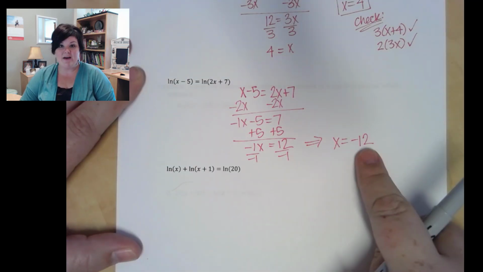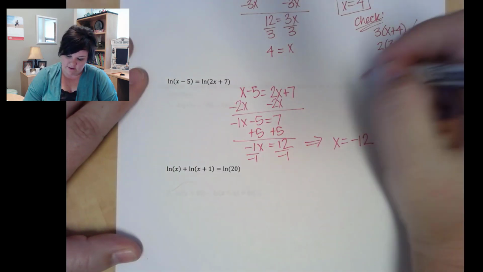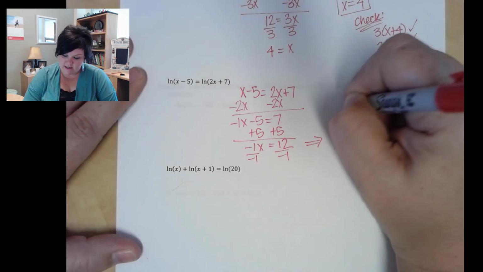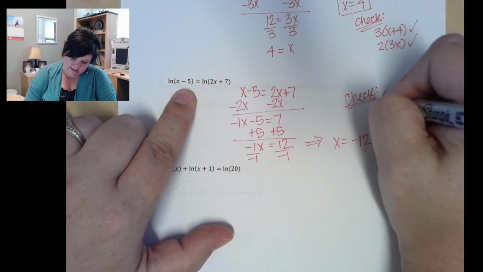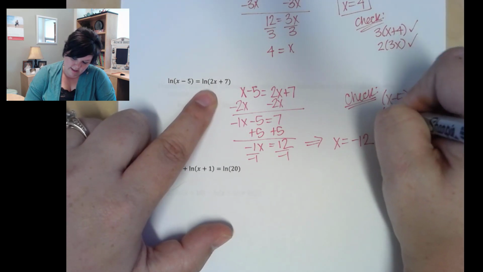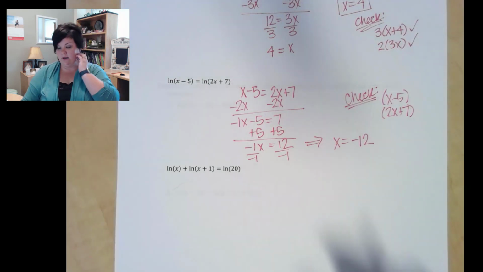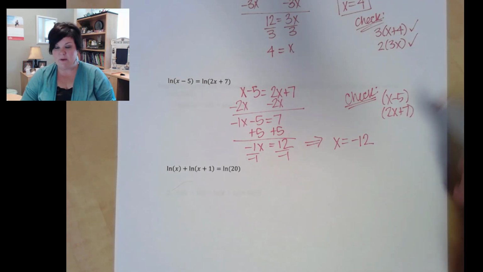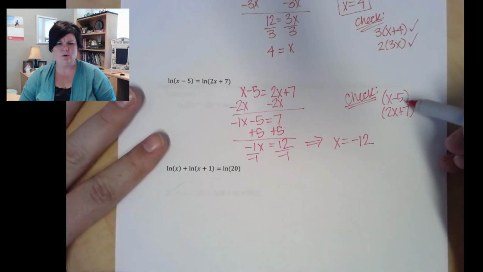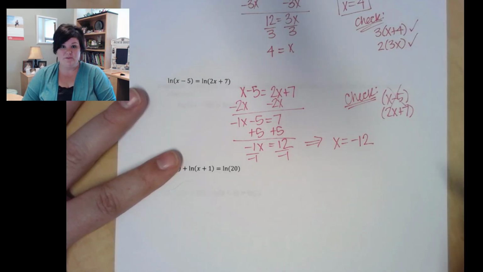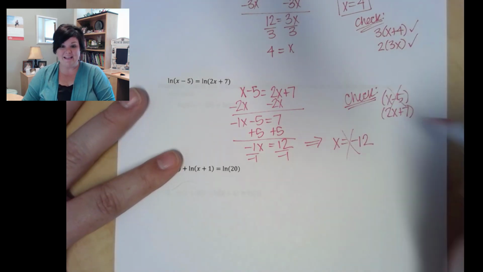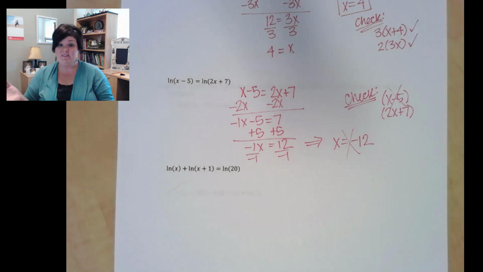And then remember, we have to check our inside values. So when we check, the two quantities that I'm looking at are x minus 5 and 2x plus 7. So when I plug negative 12 into x minus 5, negative 12 minus 5 is negative 17. That one does not work out. So if that one does not work out, then I cannot use this answer. And I didn't have any other answers.